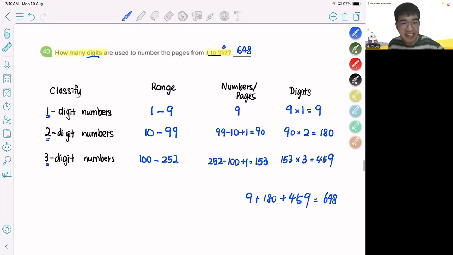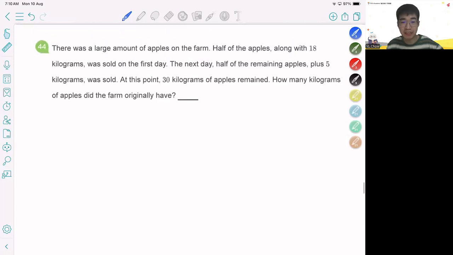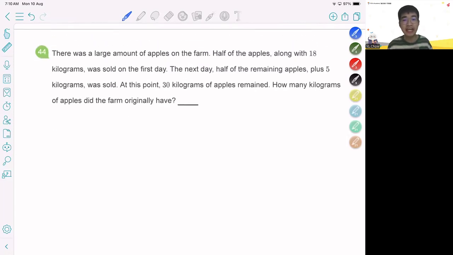With that, let's take a look at 2 more questions that I want to go through. The first one is a working backwards problem. There was a large amount of apples on the farm. First day, half of the apples, along with 18 kilograms, was sold. Now, this sentence might seem a bit hard to understand at first, but if you read it following the order, it just means I sell half of the apples and then I sell 18 kilograms.